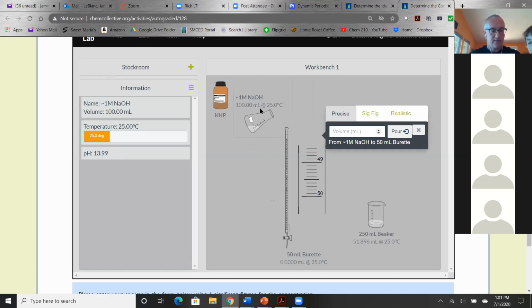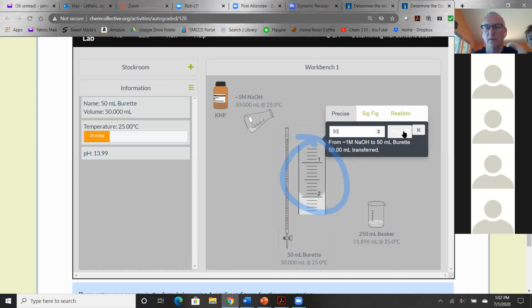Now, when we do that, notice we get this drawing, basically. This is what the top of the burette is going to look like. And when you pour in the sodium hydroxide, it may not go exactly to 50. We'll see that here. I'm going to say add 50 mils. Add 50. Pour. And look what happened. It didn't fill it all the way to the top, because there's a little bit of dead space at the bottom of the burette. So if you want to fill it all the way to the top, you'll need to add some more, or just make a note of what the volume is right now.